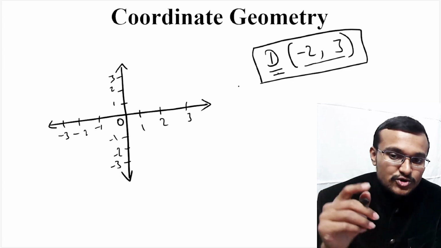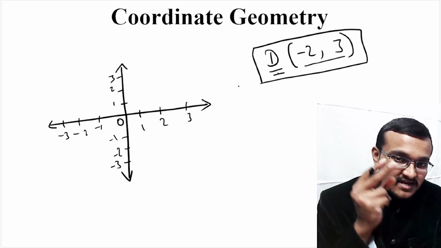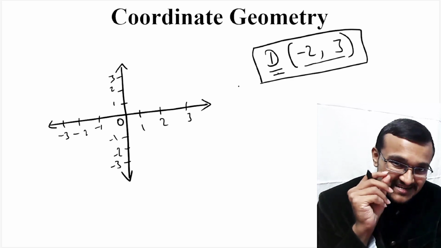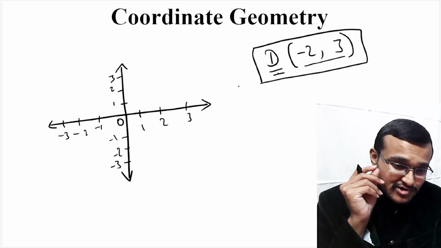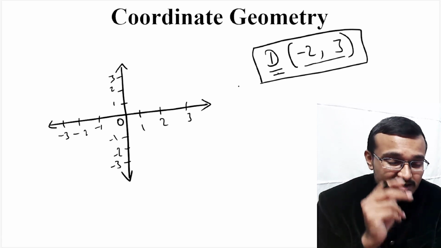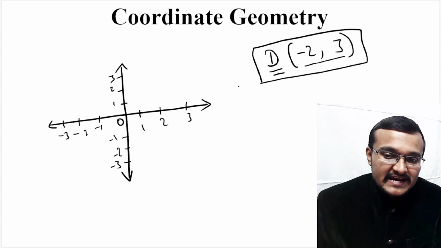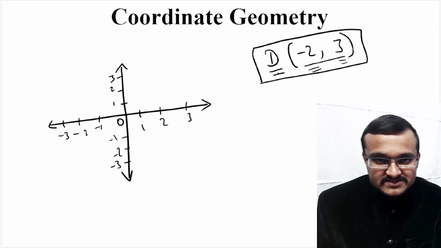Here you have two pieces of information, since this is a two-dimensional plane. On a two-dimensional plane, if you want to locate the position of a particular point, you need two pieces of information, and I have given those two, one with respect to the x-axis and one with respect to the y-axis.